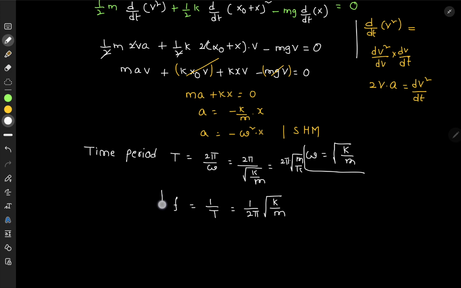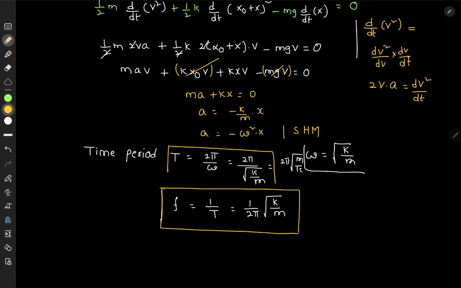This is the equation for calculating frequency of a system oscillating in the vertical position. So by using the energy method also we got the same value of time period and frequency, as by using the force balance in the previous video.